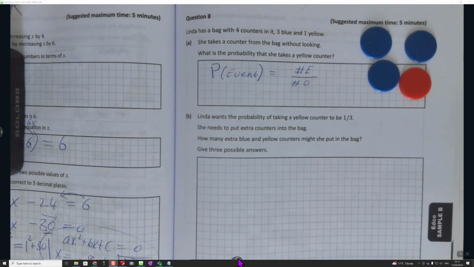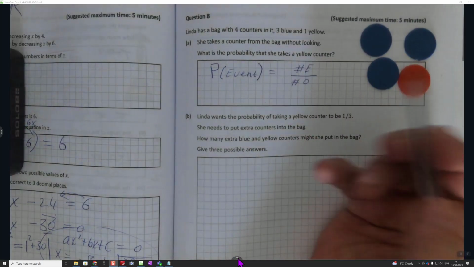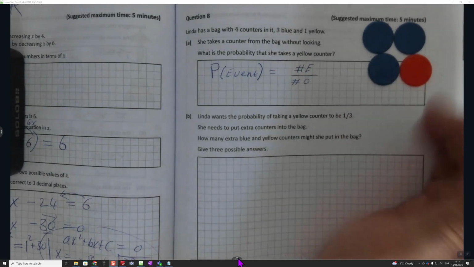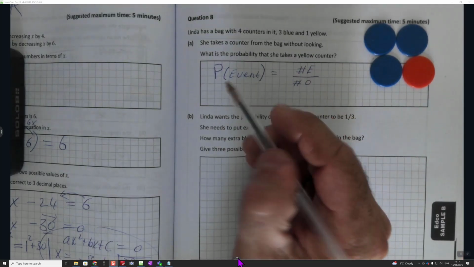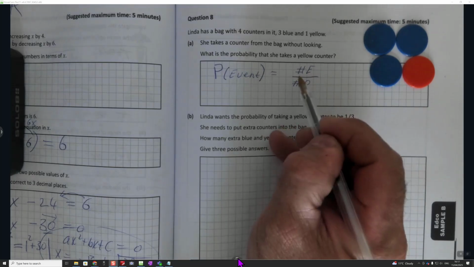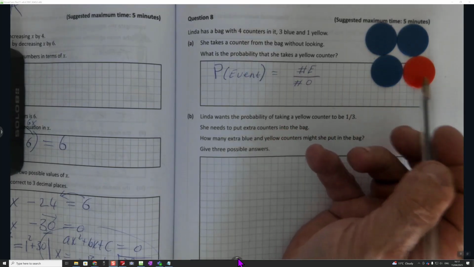Okay, now there are several ways of writing this, but this is the simplest way of writing it, and it isn't in any log table, so we're free to write it any way we want. Try to write it this way. So what is the probability that she takes a yellow counter? So in this case the event is yellow, or orange, we'll call that yellow.